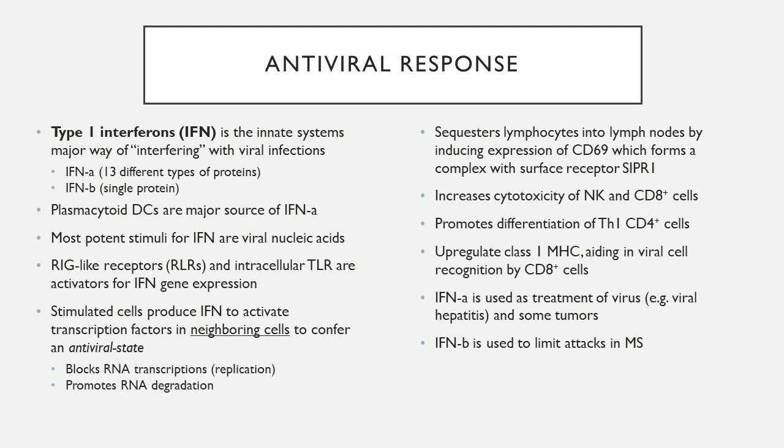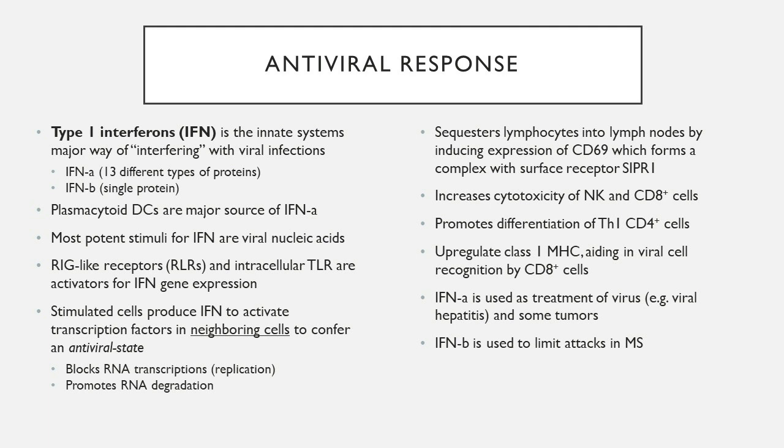Plasmacytoid dendritic cells are a major source of IFN alphas. The most potent stimuli for IFN are viral nucleic acids. So if you remember back when we talked about the pattern recognition receptors, now we're thinking of the RIG-like receptors and the intracellular toll-like receptors. If I remember correctly, those are numbers 3, 7, 8, and 9. I also have to remember that 3 is the odd one out, and then 7, 8, 9. Now, type 1 interferons act in a number of different ways to help protect against viral infections. The first is that they stimulate production of IFN to activate transcription factors in neighboring cells.